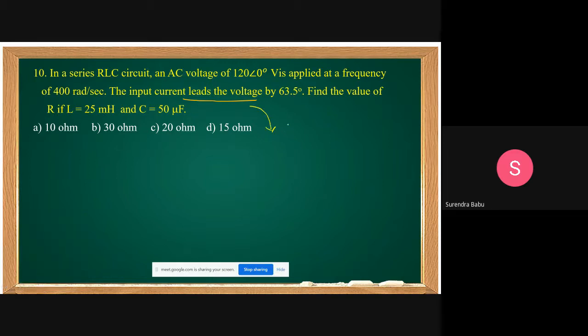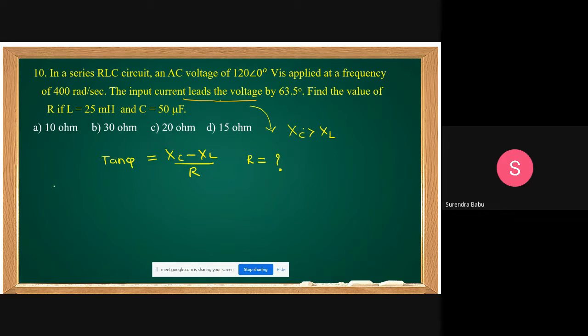Leading means XC is greater than XL. If XC is greater than XL, how do we apply tan phi? Tan phi equals XC minus XL by R. Then you want to find the value of R. L and C are given, but I don't know XC and XL. If you take XL minus XC here, you get a wrong answer. According to the condition only you can apply: if XC is greater than XL, apply XC minus XL; if XL is greater than XC, apply XL minus XC.